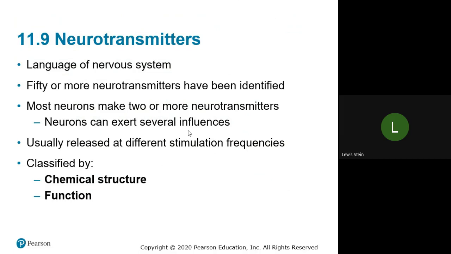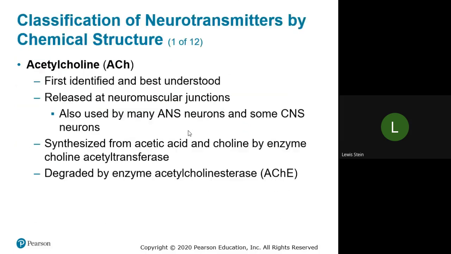As you can see, most nerves make two or more, with lots of different influences. We classify them first by their chemistry, then by what they do. Are they excitatory, are they inhibitory, or does it depend on the context? We'll get into more of that in greater detail because we build to the next chapter, the autonomic nervous system, which we'll probably get started on Wednesday.